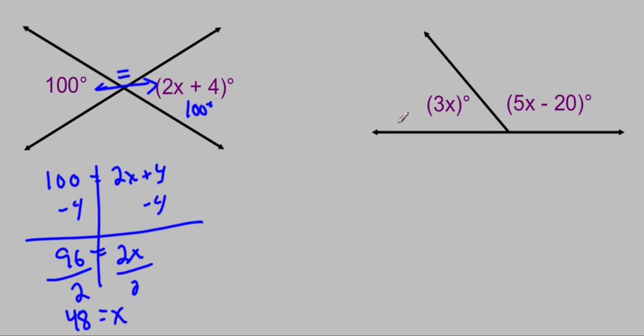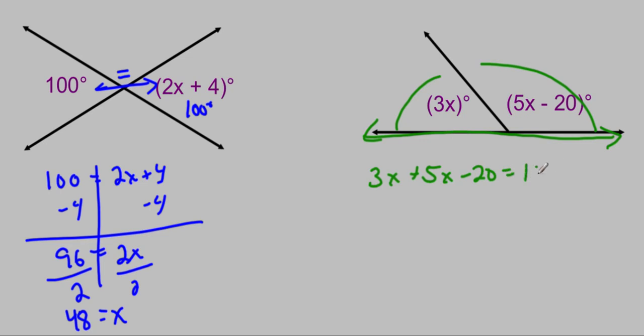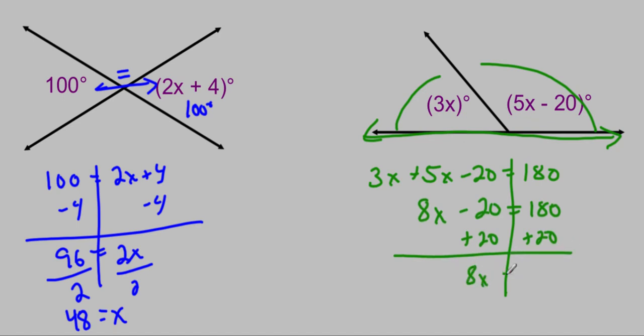Last one. Again, what's the relationship? Well, this angle plus this angle create a straight angle, 180 degrees. So I know that 3x plus 5x minus 20 is equal to 180. Well, I go ahead and do my math. 3x plus 5x is 8x, minus 20 is equal to 180. So I'm going to add 20 to both sides. 8x is equal to 200. Divide both sides by 8, and x is equal to, well, 200 divided by 8 is 25.